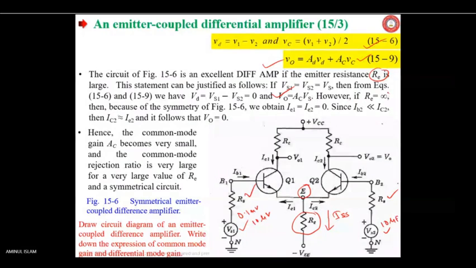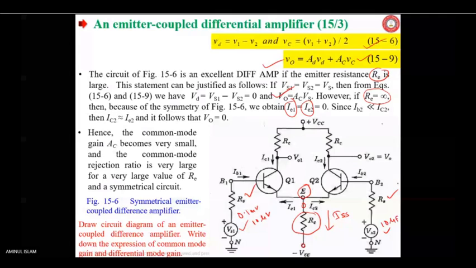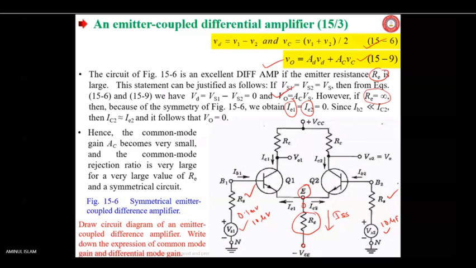However, if RE is infinite, what is the problem? If RE is infinite, then because of this symmetry, we can assume that IE1 equals IE2 equals 0. If RE equals infinite, obviously, emitter current cannot be passing through that. It is kind of open. This is disconnected, that you can think of if RE is infinite. Isn't it?